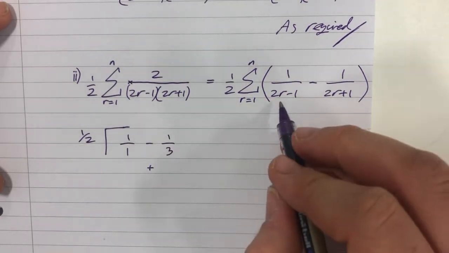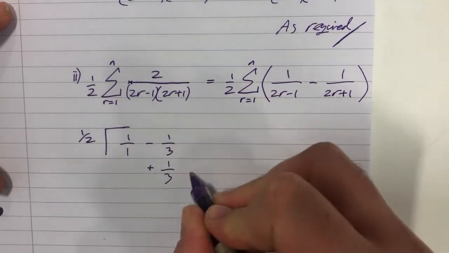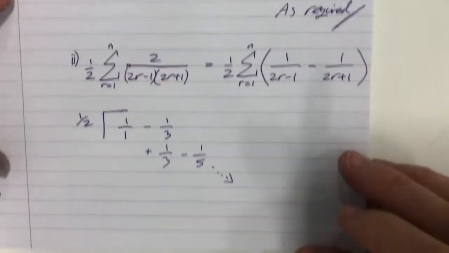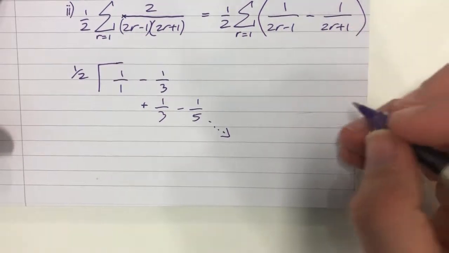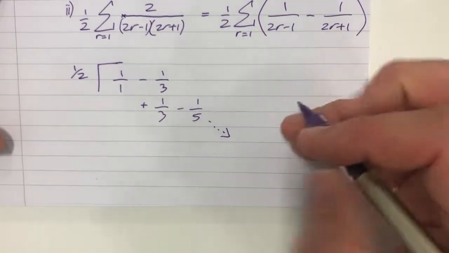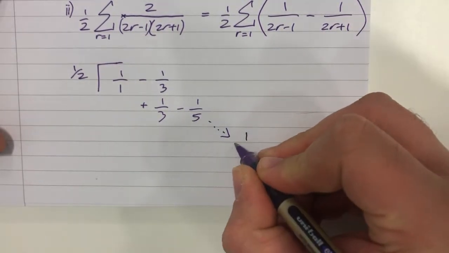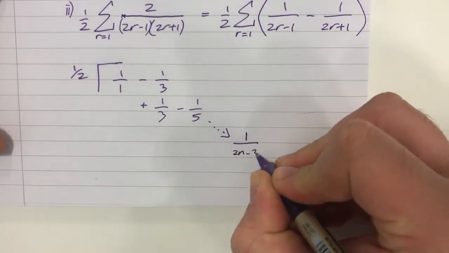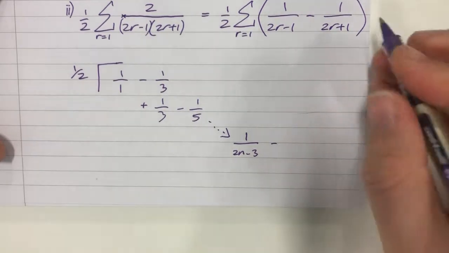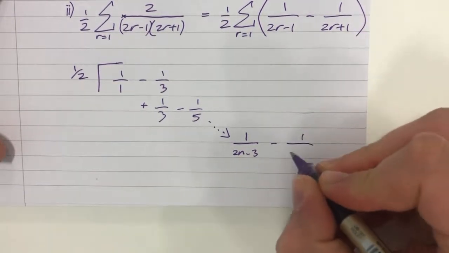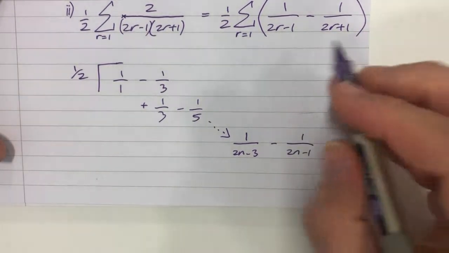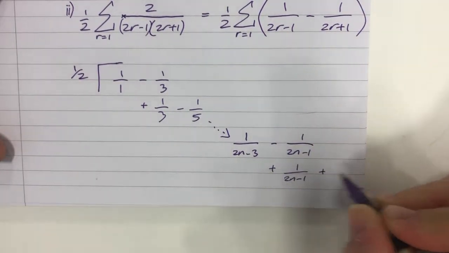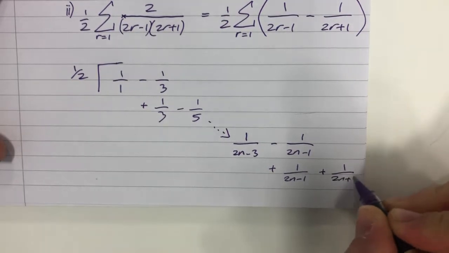Plug in r is 2. I'll get 1 over 3, minus 1 over 5. Miss a few terms out, because you don't know how many terms there are. Plug in n minus 1. So that's going to be 1 over 2n minus 3, minus, plugging n minus 1 in there, 1 over 2n minus 1. Plug in n, I get plus 1 over 2n minus 1, minus 1 over 2n plus 1.